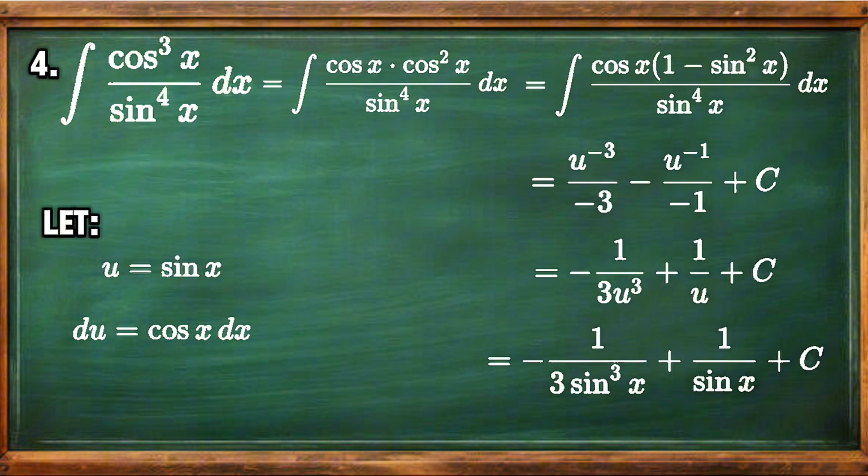This simplifies to negative 1 over 3u cubed plus 1 over u plus c. And substituting back the u, which is sine x, we get the final result as negative 1 over 3 sine cube x plus 1 over sine x plus c.